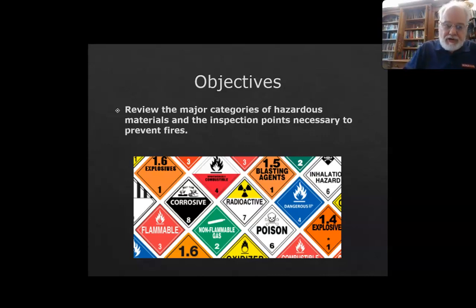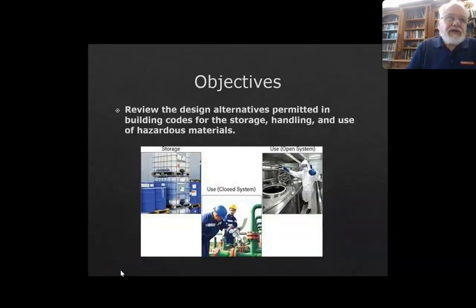The final objective is to review the design alternatives permitted in building codes for the storage, handling, and use of hazardous materials. Building codes typically provide several alternatives for storage, handling, and use, and ensure safety and compliance with regulations. Some of these alternatives include segregation and separation, specialized storage cabinets and containers, secondary containment, ventilation systems, emergency response and evacuation plans, and training and education programs.